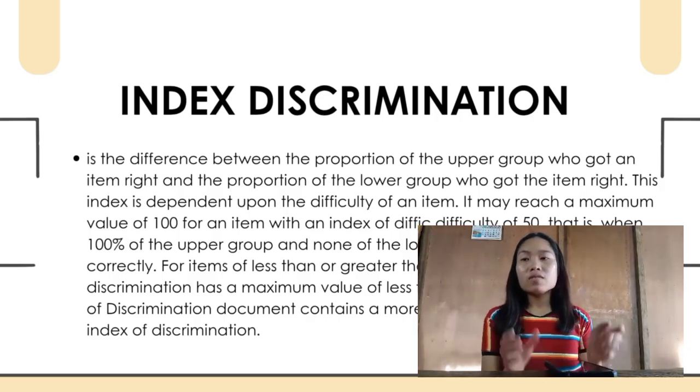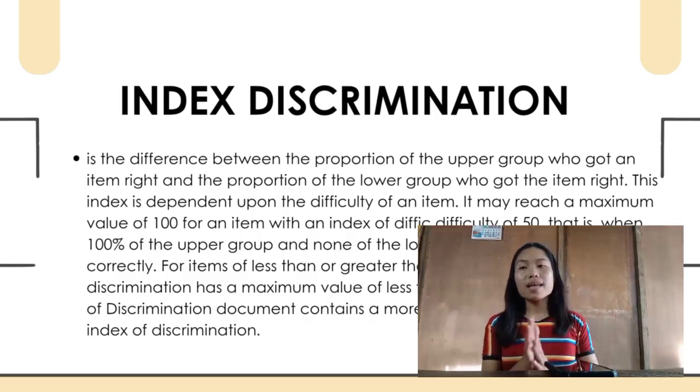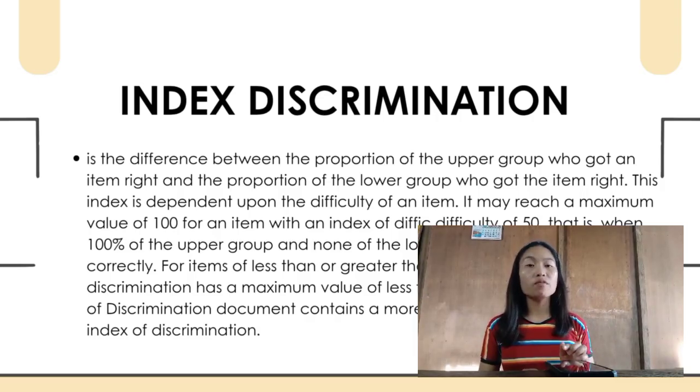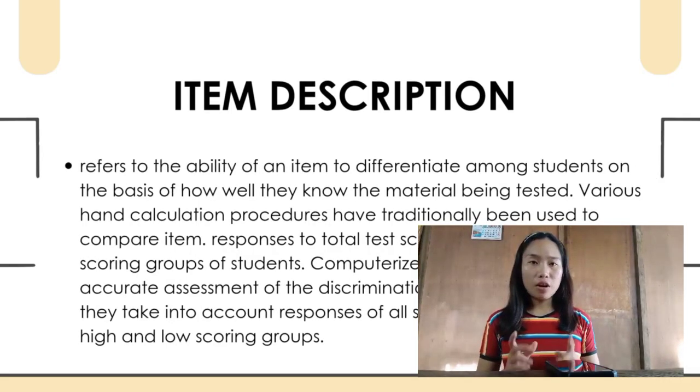So, the discrimination index measures how well the item distinguishes between students who scored high on the overall test and those who got low scores. It is calculated by comparing the proportion of high scoring students who answered correctly to the proportion of low scoring students who answered correctly. So now, let's discuss item discrimination.